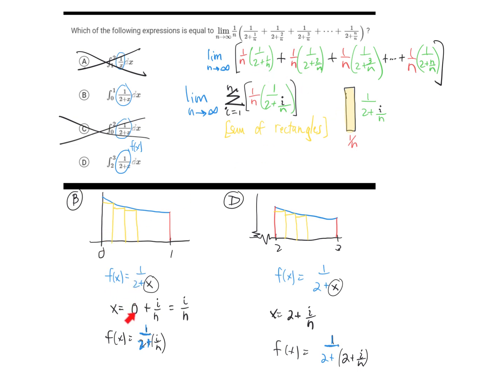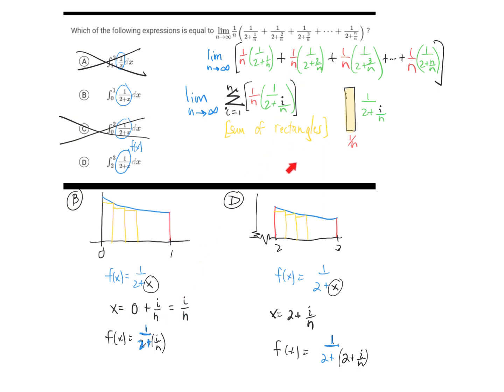1 over 2 plus i over n, when i is 1, for the first term, gives us 1 over 2 plus 1 over n. Bingo. And then when i is 2, we have 1 over 2 plus 2 over n, which is exactly what we get.